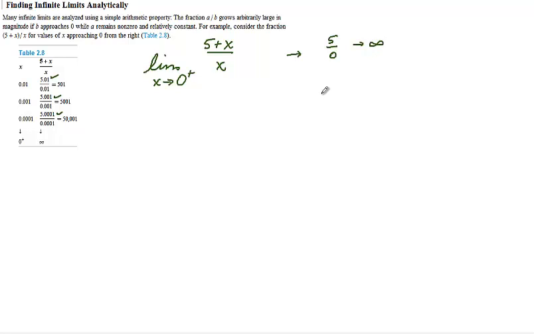If we had a numerator that was getting closer and closer to, say, negative 2 or just any negative value, and the denominator was getting closer and closer to 0, then this thing would be shooting to negative infinity. They're just wanting you to get the idea of this so that we can look at these problems analytically.